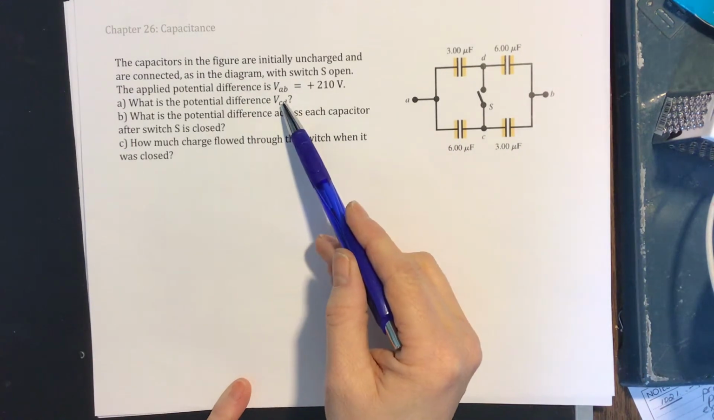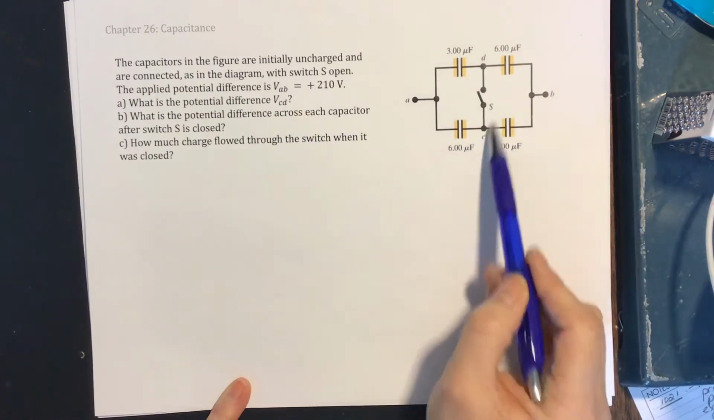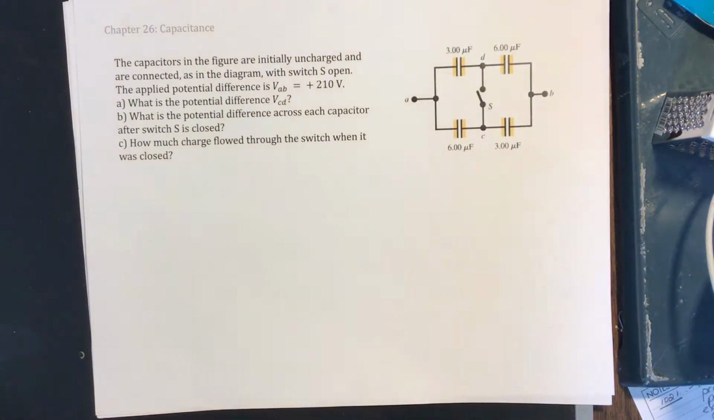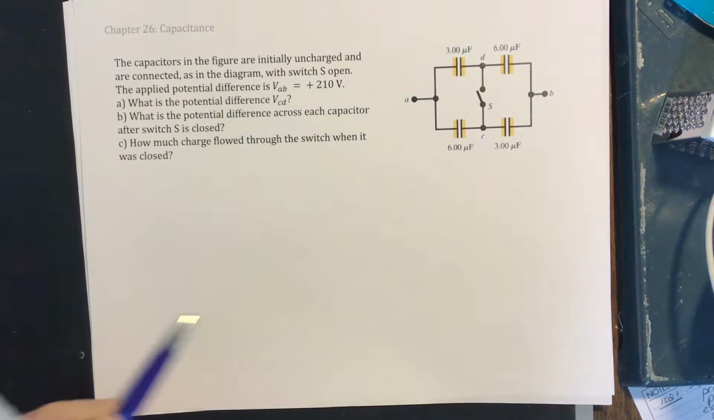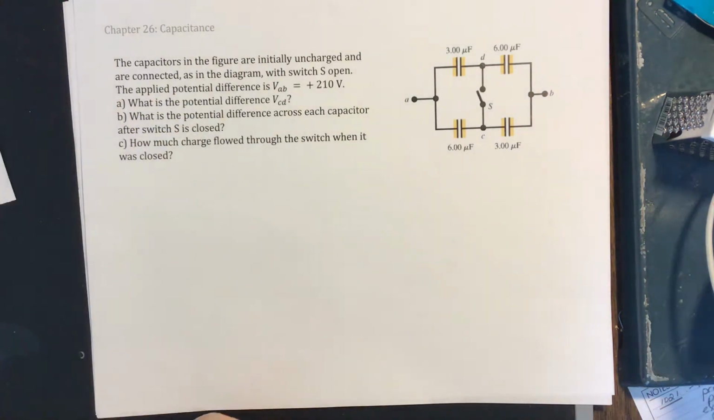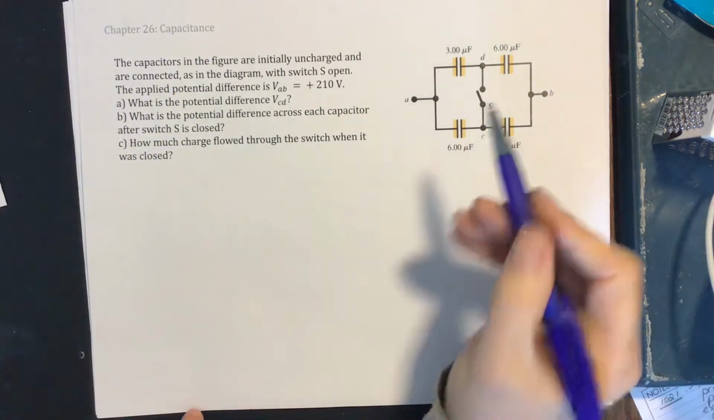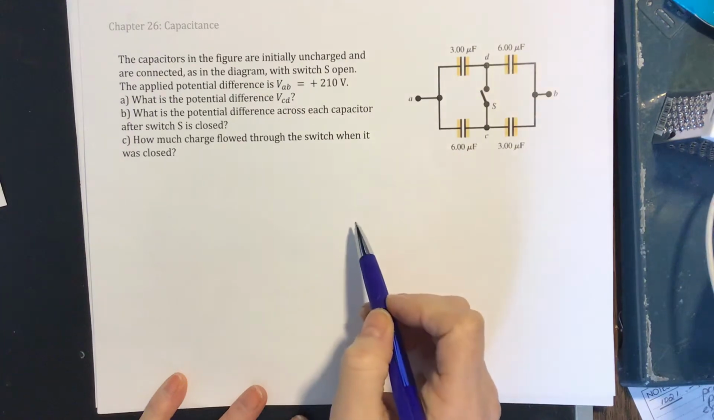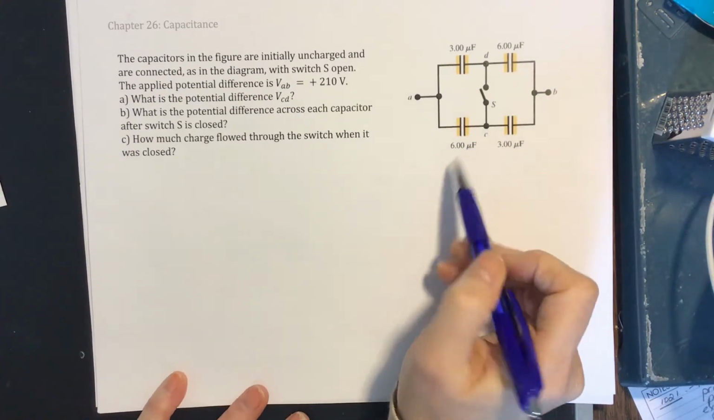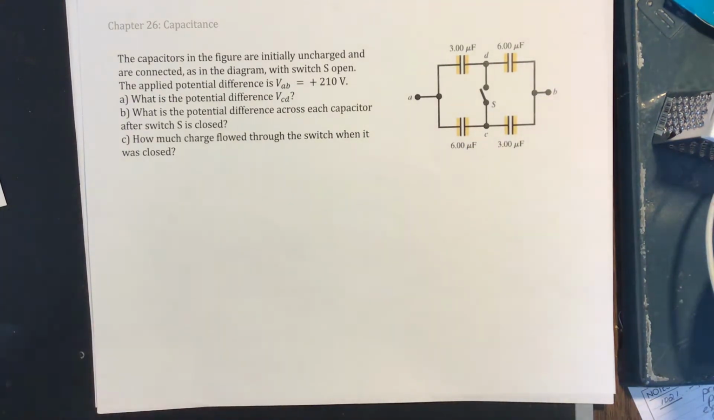First question is, what is the potential difference between points C and D? So let's start to figure that out. First thing we'll do is let's figure out the potential on each of the capacitors. That'll give us a tool to find out the potential difference between points C and D.